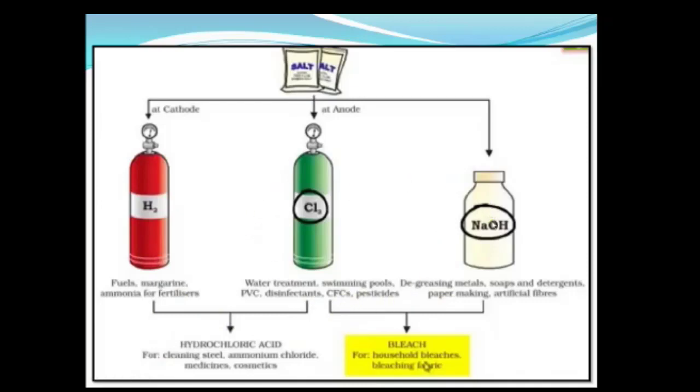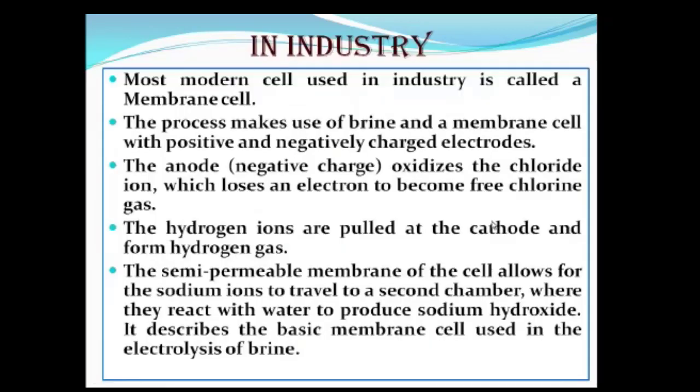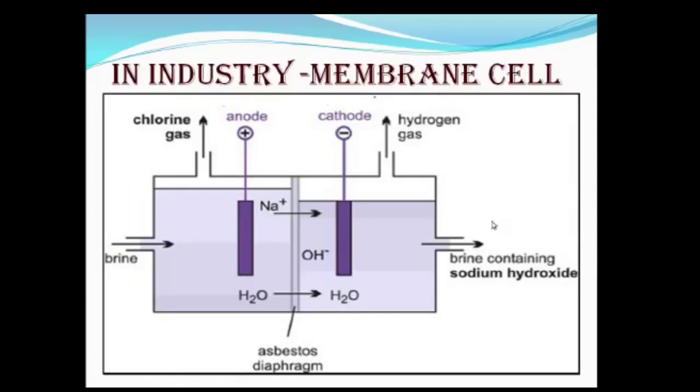Furthermore, when we talk about the industrial purpose, how this is being used in the industry, here this is the diagrammatic representation. There are several types of cells which are used in the industry. The most modern is called the membrane cell. So here we are talking about the membrane cell which is being used here.